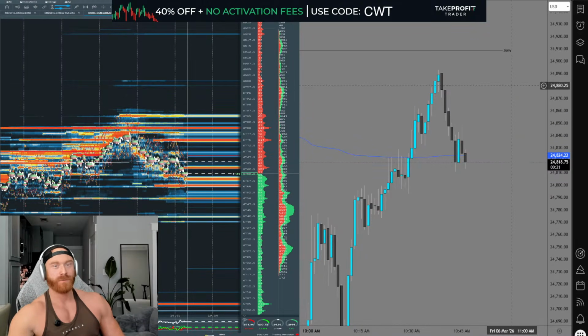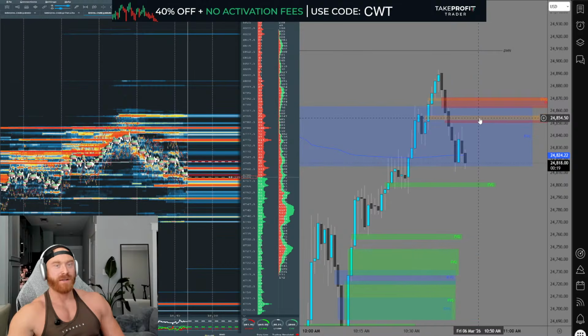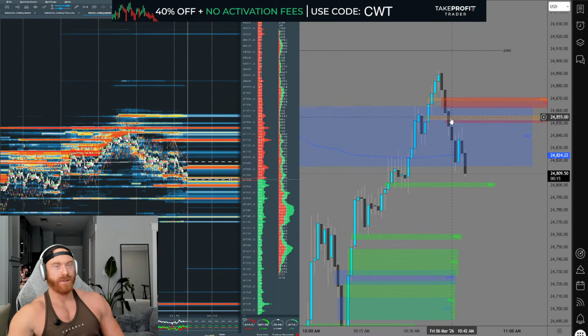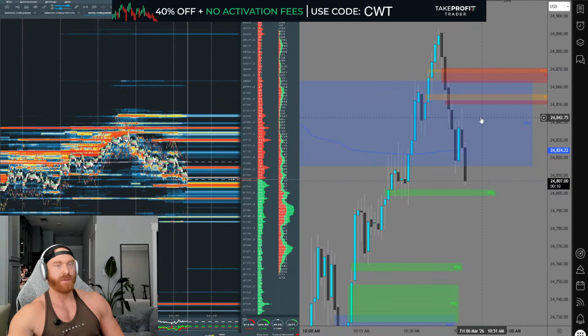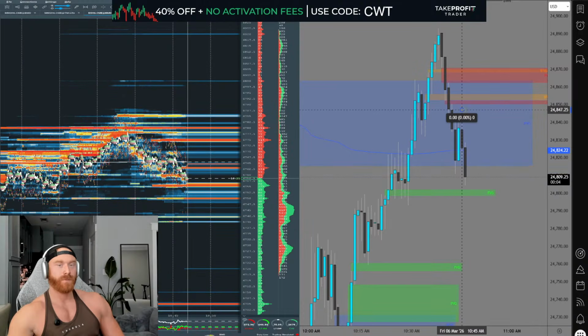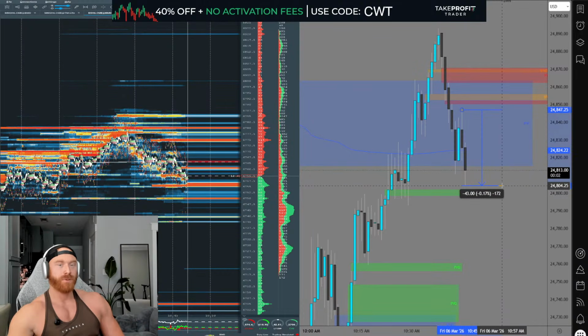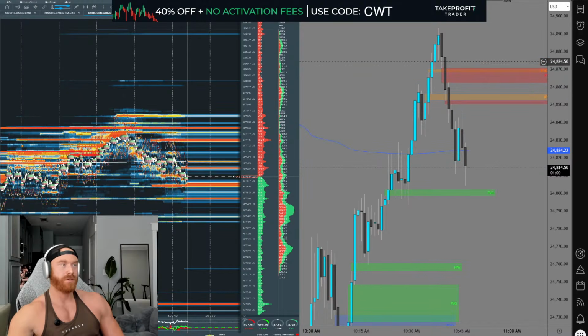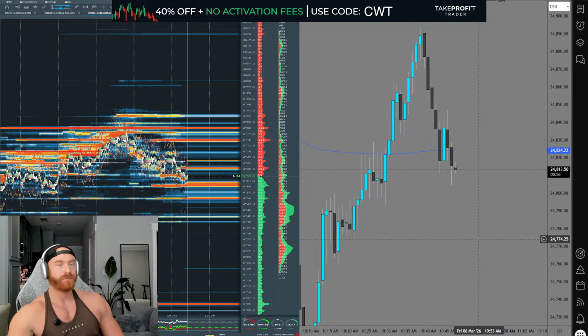There's a 1 minute right there. First presented would have been nice if you got a tap back into that, but it didn't even get a tap into the second presented. But a tap into the breaker right there is not a bad entry. You're already up 43 points at peak. Negated that inversion.